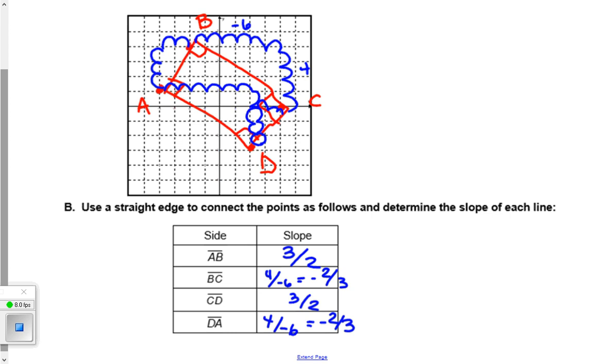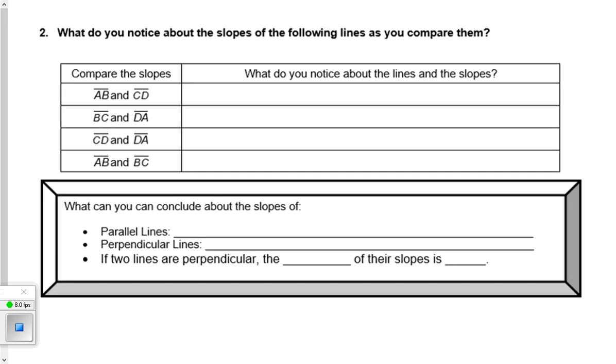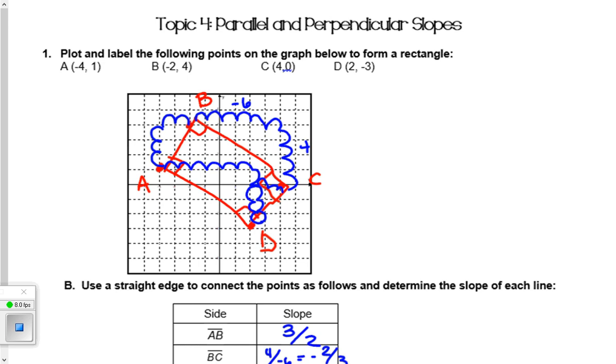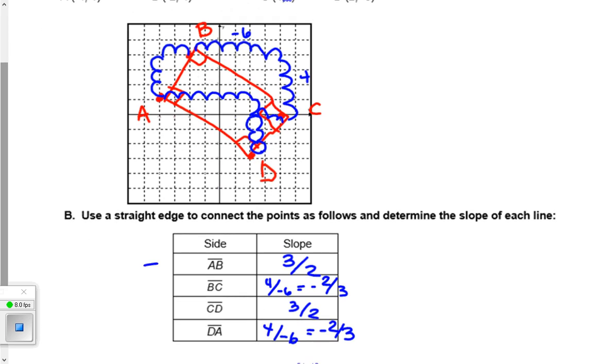Okay, some of y'all can already, at this point, very beginning of the notes, tell where this whole lesson is going. But we have our slopes there. AB would be 3 halves, BC is negative 2/3, CD is 3 halves, and DA is negative 2/3. We have some similarities here, right? So it says compare the slopes. What do we notice about AB and CD? So AB is here, CD is here. 3 halves, 3 halves. Obviously the slopes are the same, but let's look at the lines.